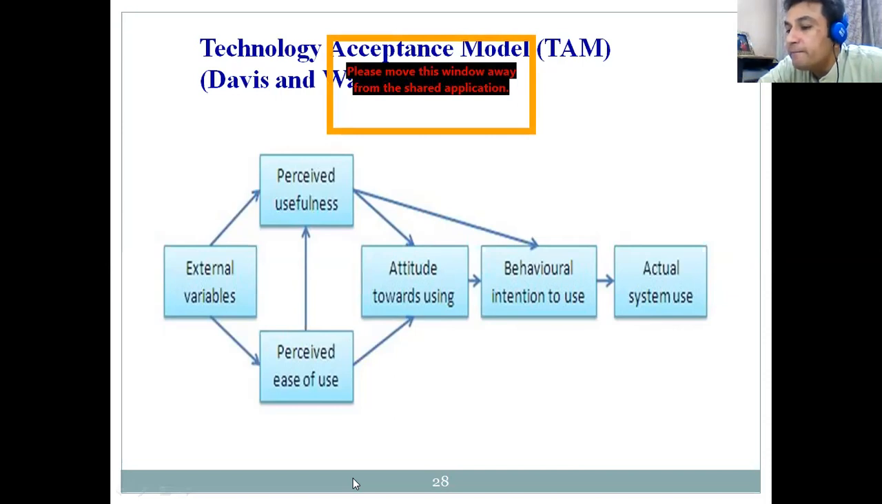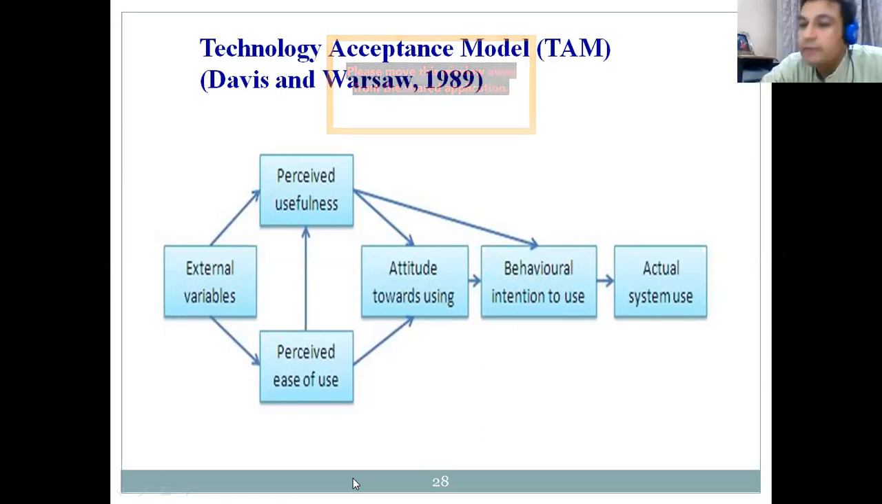Sir, there is a query in the chat box. If you permit me, then I'll ask. Yeah, why not? Okay, sir. A participant is asking to explain TPB with the help of an example. Okay. So let me come to the theory of planned behavior.